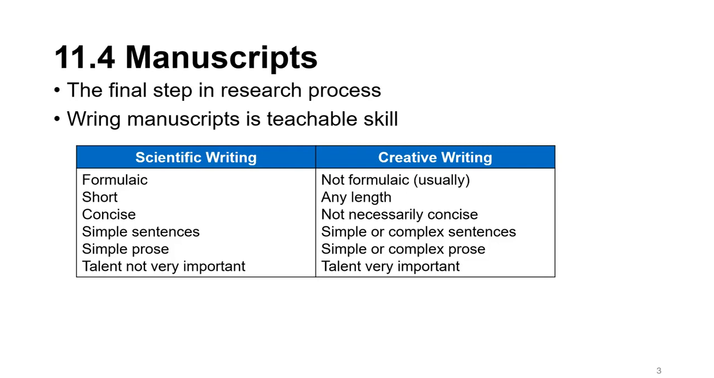This differs from creative writing, which is usually not formulaic. It can be any length, and it's not usually very concise. The sentences can be complex, and there's very complex prose, and actually talent is pretty important. So in scientific writing, we can follow a recipe. We can follow a specific format on how writing should take place.